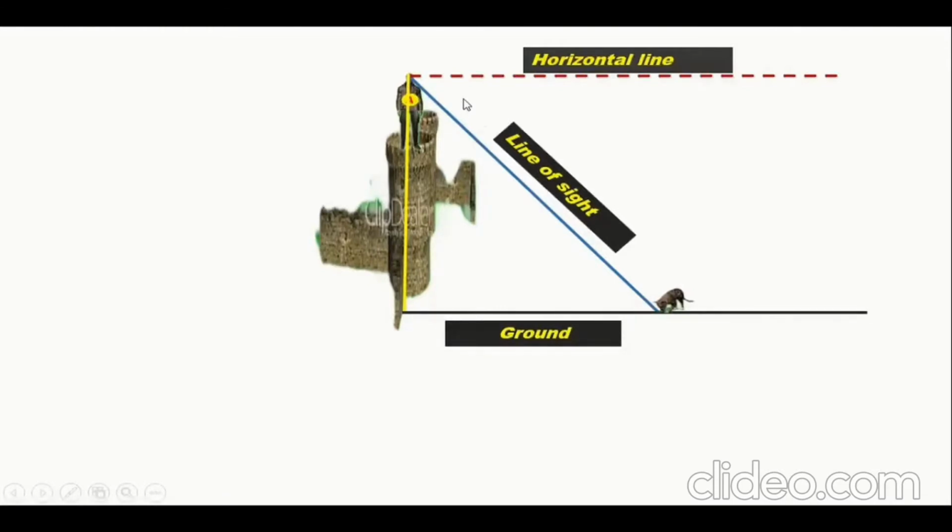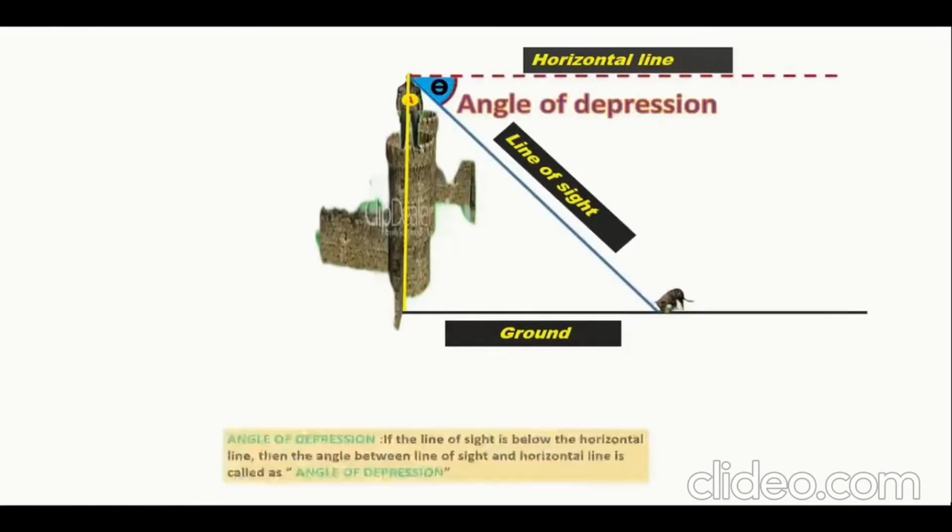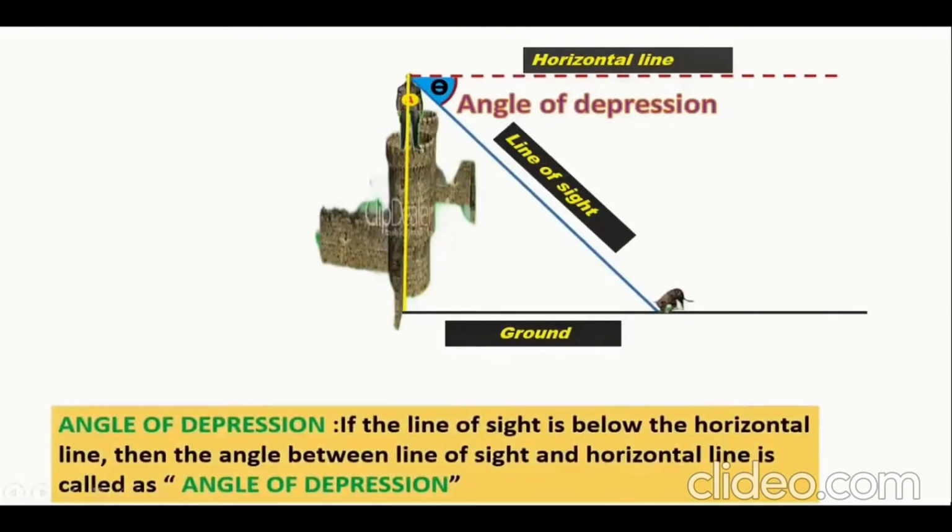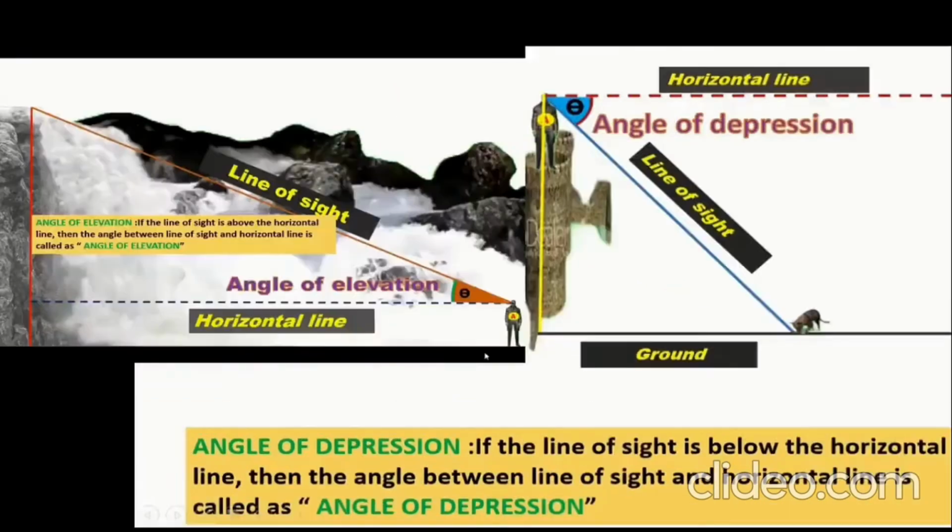Here the observer is observing downwards to the ground. So here one angle is formed. Let us say it is theta, and this angle is called the angle of depression. So what is the angle of depression? If the line of sight is below the horizontal line, then the angle between the line of sight and the horizontal line is called the angle of depression. Using these two concepts, we are going to solve the problems.